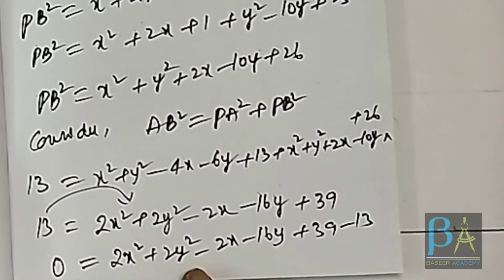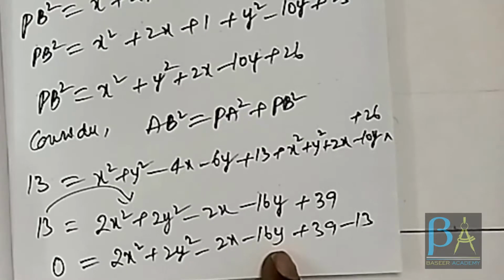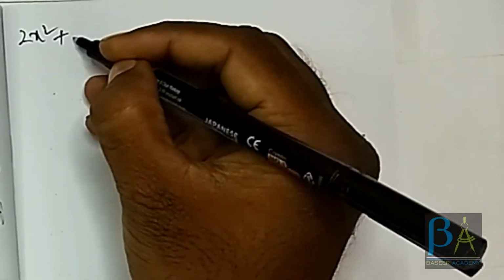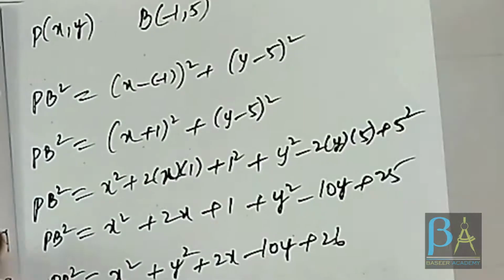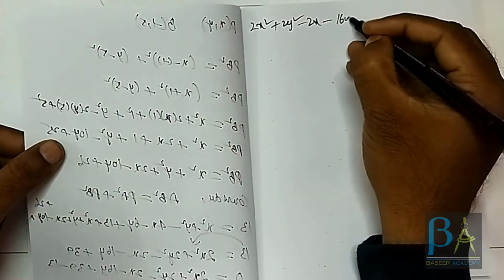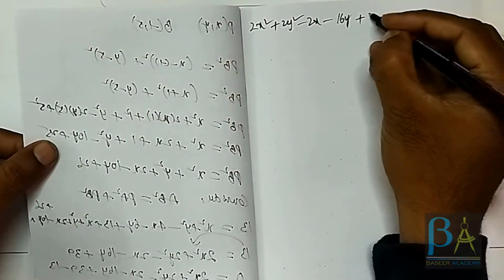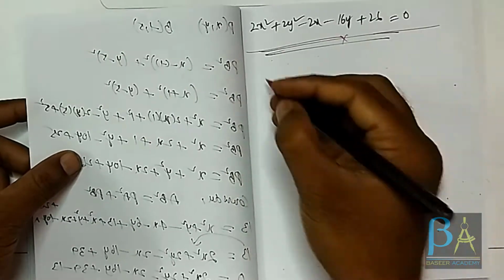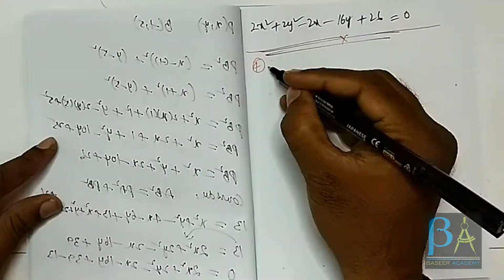So finally I end up getting the locus as 2x square plus 2y square minus 2x minus 16y plus 26, because obviously 39 minus 13 is 26. So let me write it here. 2x square plus 2y square minus 2x minus 16y plus 26. Instead of writing 0 is equal to this thing, you can very well write this is equal to 0. So that's a locus. Let's now go for the fourth question.